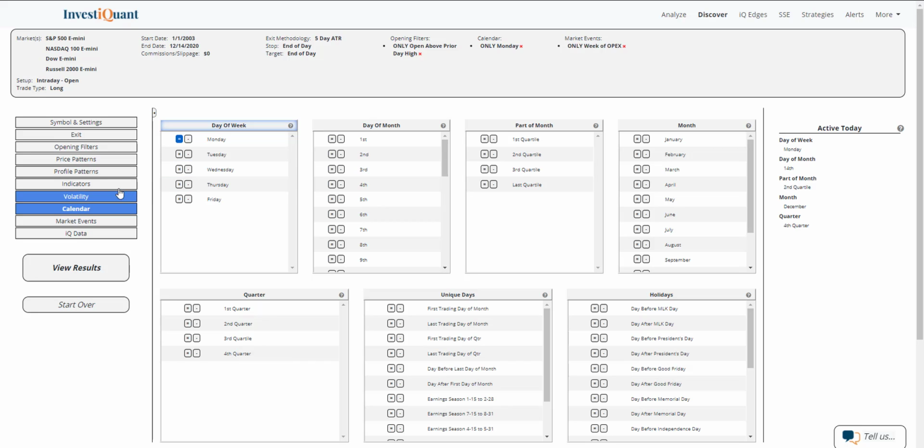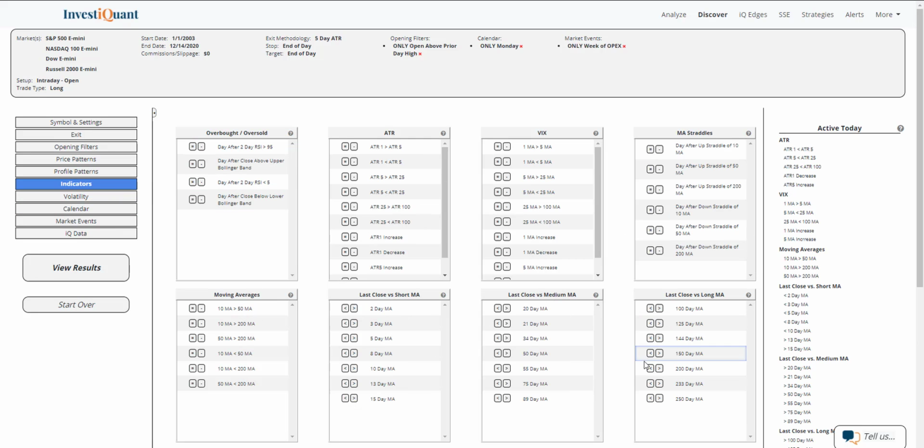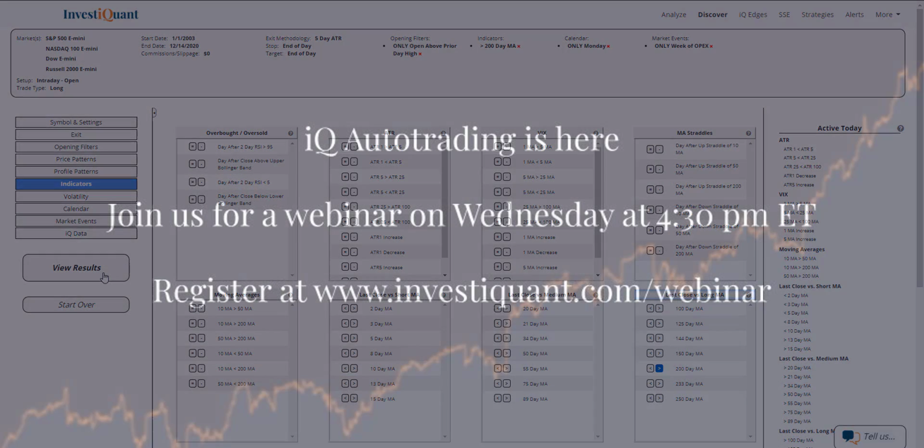And then lastly, in indicators, I'm going to put above a 200-day simple moving average. I often use a shorter term one as well, but this is a pretty specific day and opening type, so I don't want to get too specific here because I'd like to keep as many samples as possible. And then I'm going to click View Results.